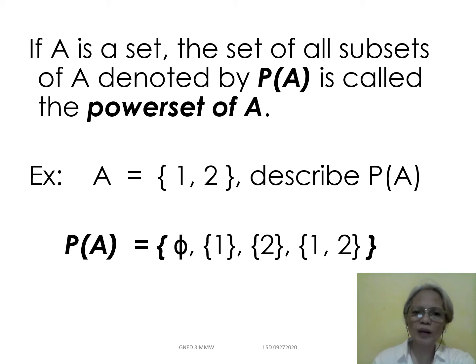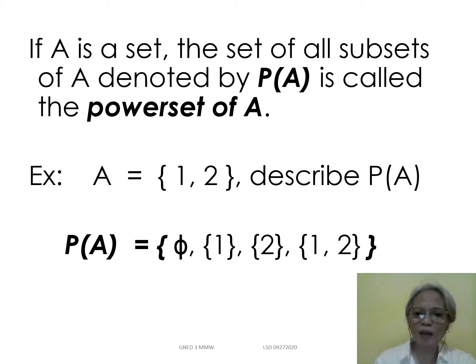For example, we have the set A, which contains the elements 1, 2. Now we are asked to describe the power set of A, so we just list all the elements of P of A, which are actually the subsets of A. So we include the null set or the empty set, which is always a subset of any set. Then we include the set which contains the element 1, the set which contains the element 2, and then the given set A itself. So a set is always a subset of itself.